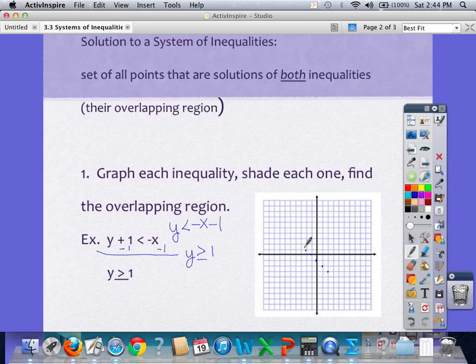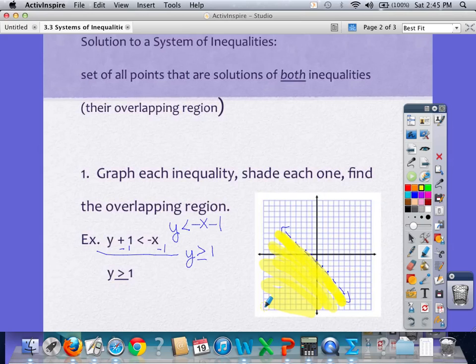Now you have to remember our rules for inequalities. If it is a less than or greater than without the equal to part, then it's a dotted line. And we also have to shade it. This one is saying less than, so that means it needs to shade down below. I'm going to switch this over so I can shade it for you. So everything down here is shaded.